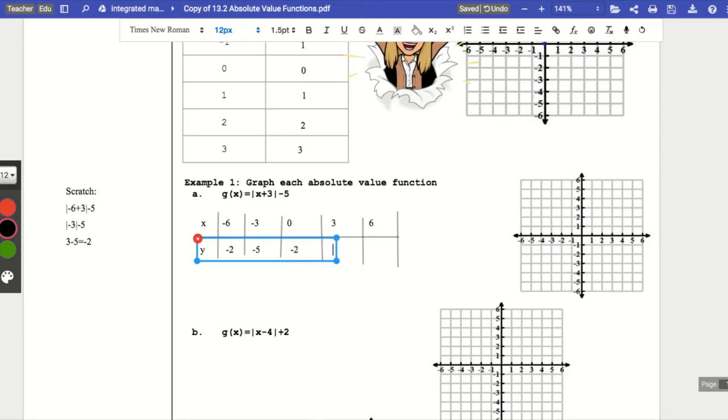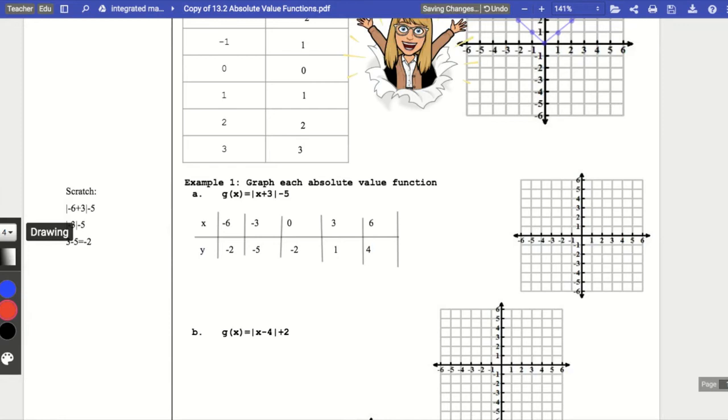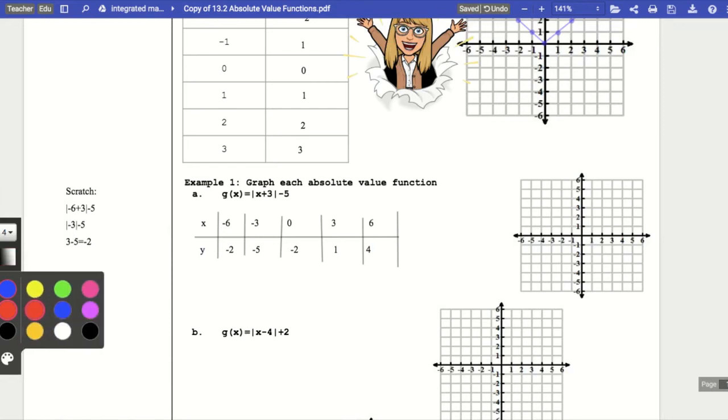If I plug in 3, 3 plus 3 is 6. Absolute value of 6 is 6. 6 minus 5 is 1. And finally, if I plug in 6, 6 plus 3 is 9. And then 9 minus 5 is 4. So let's go ahead and graph these points, to get an idea of what our graph is going to look like.